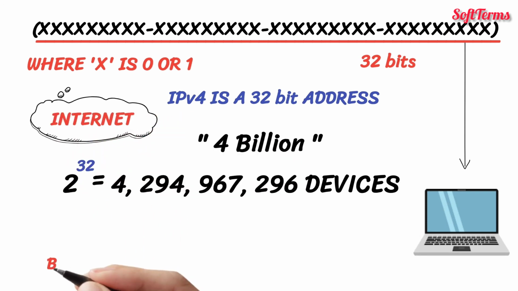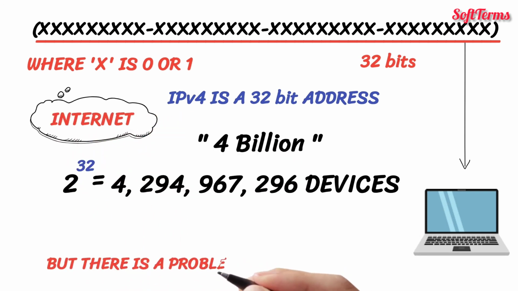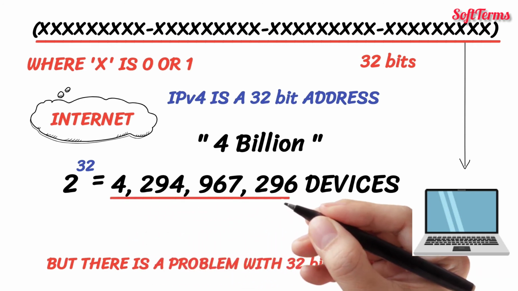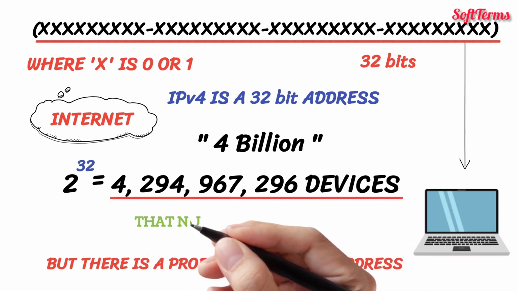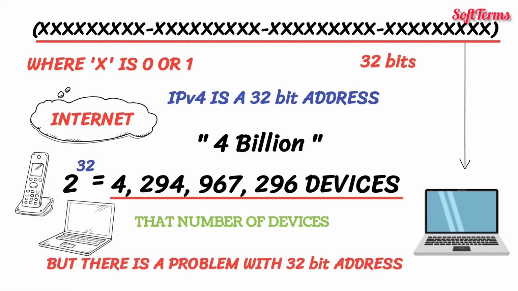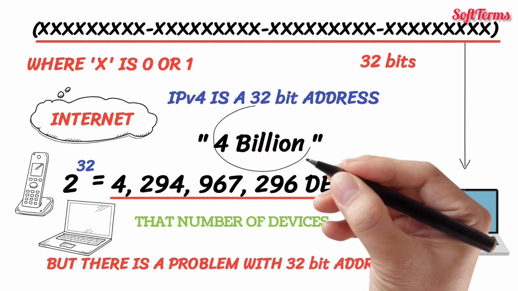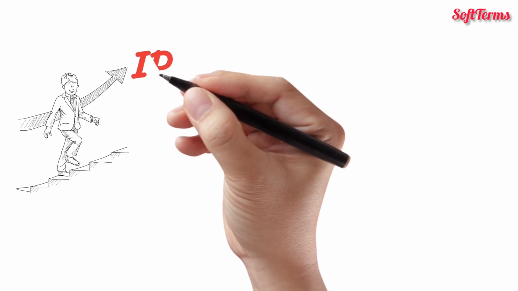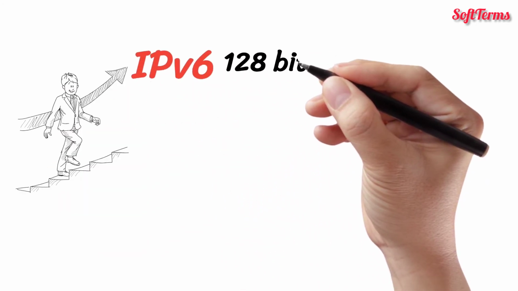But there is a problem with this 32-bit IP version 4 address. With IP version 4, we can connect only this number of devices to the internet. But these days we have devices like computers, smartphones and other host devices numbering more than 4 billion. So slowly we are moving towards IP version 6 address, which is a 128-bit IP address.